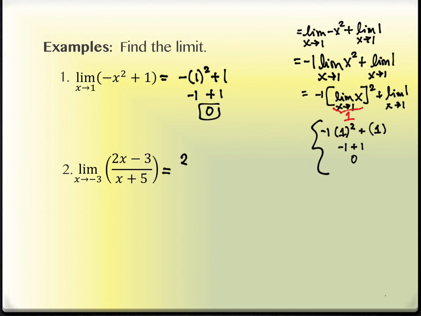So the -3 replaces the x. And we simplify with basic algebra 1 stuff. Okay? 2 times -3 is -6 minus 3 is -9. On bottom, -3 plus 5 is +2. You can leave it written like that. You can change it if this bothers you.